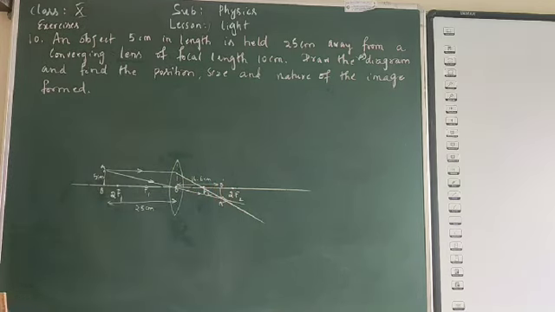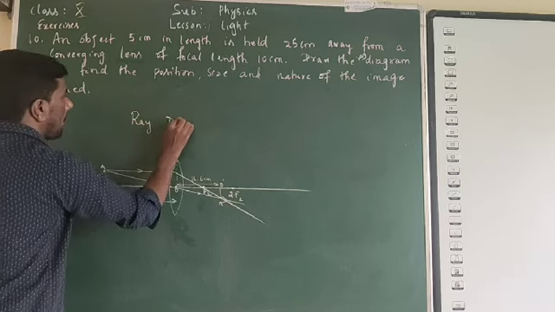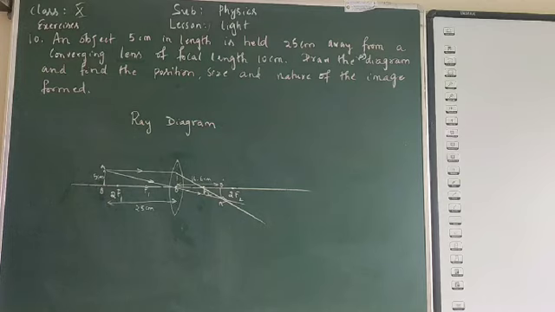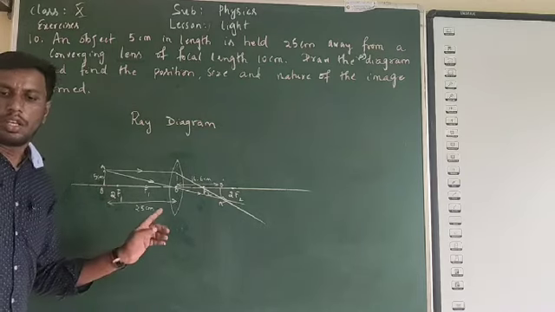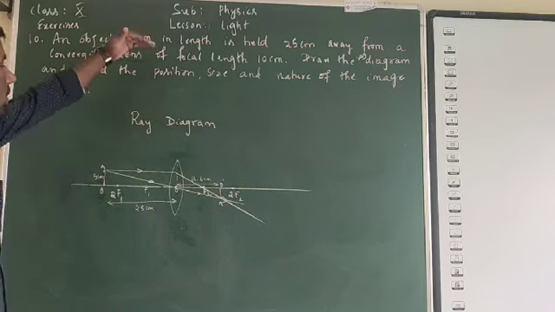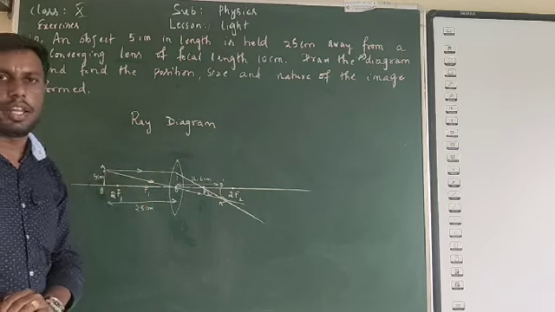So this is the ray diagram. We need to do this by using the compass and the scale only. It has to be exact. Whatever the values are, for those exact values you should draw the ray diagrams.